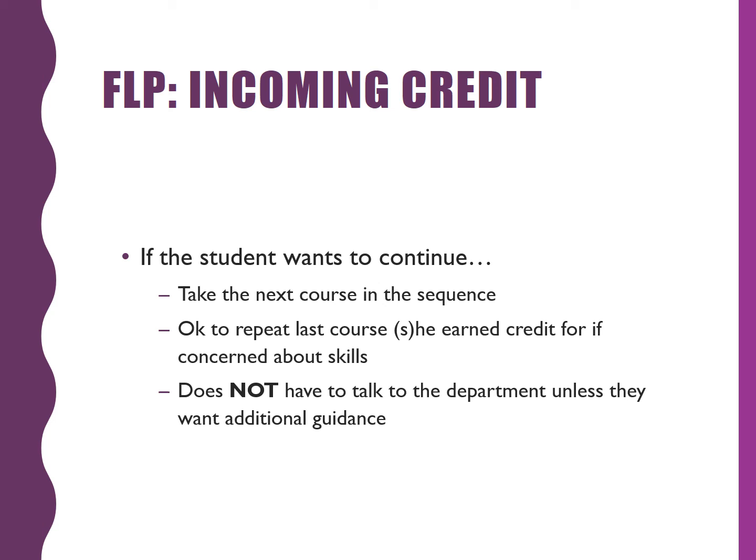So in the example we use with the student who already has SPN 2200 credit, we could say, okay, you could take SPN 2201, which is the next part of the sequence. You could retake SPN 2200 if you really didn't feel comfortable moving forward. But we're not going to tell a student, oh yeah, go back all the way to SPN 1131 and start there. That's just not conducive to the student's learning, and it's not what the departments want.